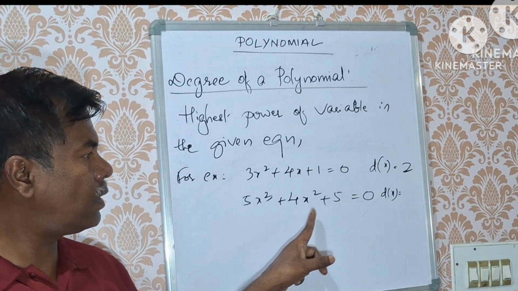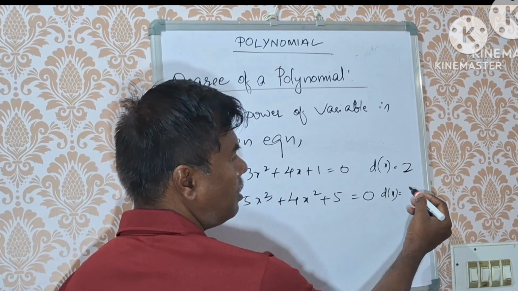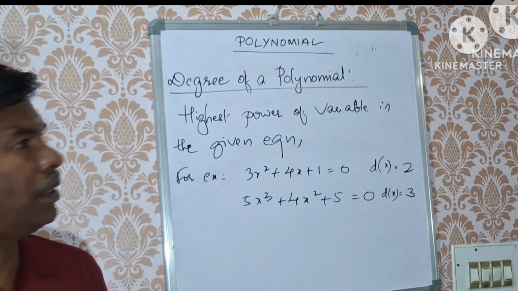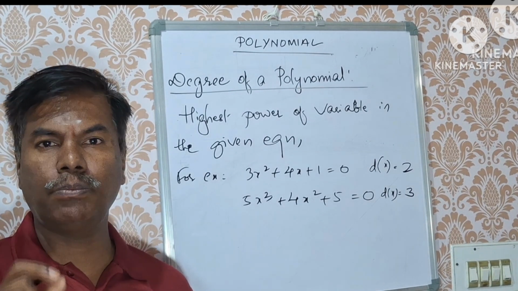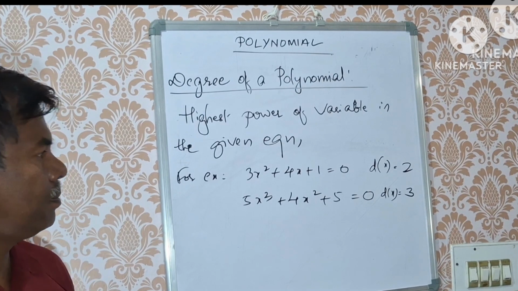Here, 5x cube plus 4x square plus 5 equals 0. Here, the highest power is 3. Therefore, the degree of this polynomial is 3. What is the degree of a polynomial? The highest power of the variable in the given equation is called the degree of a polynomial.